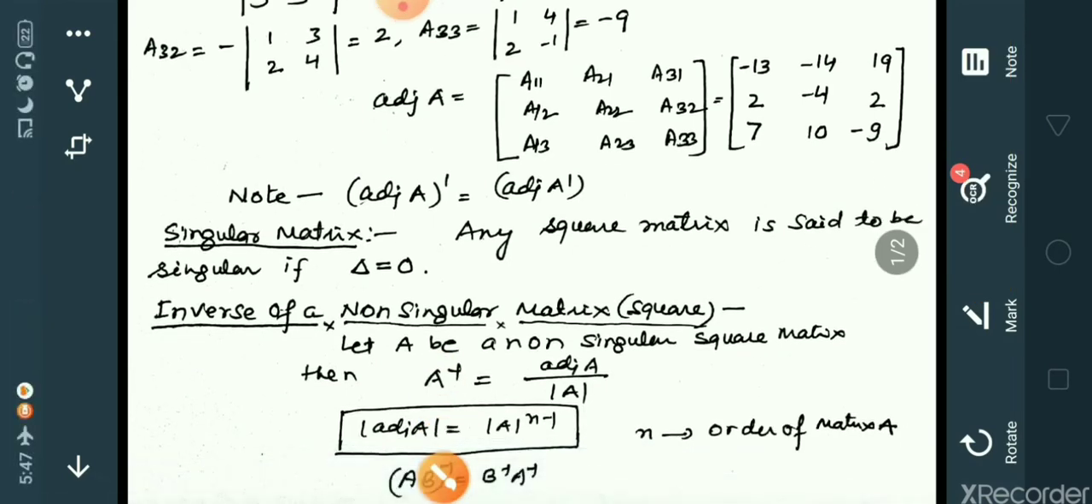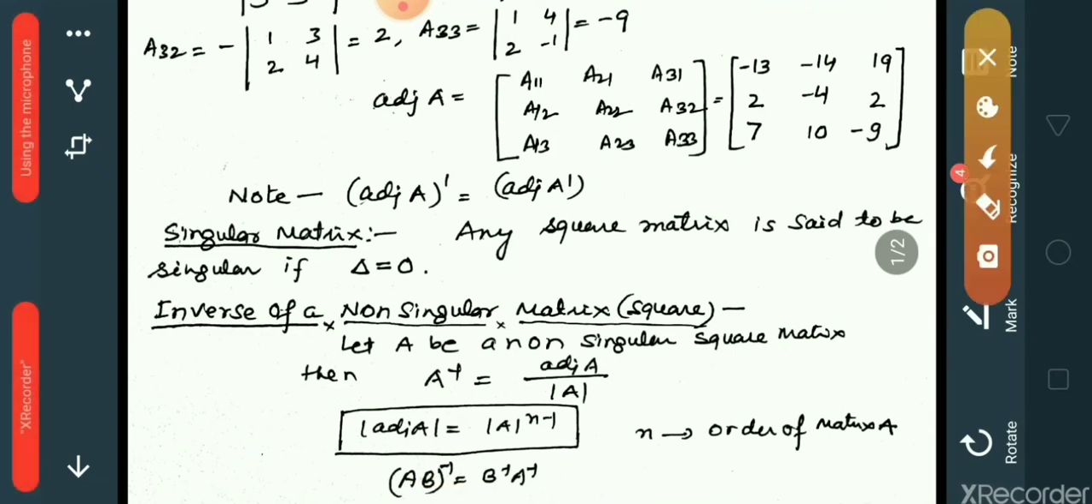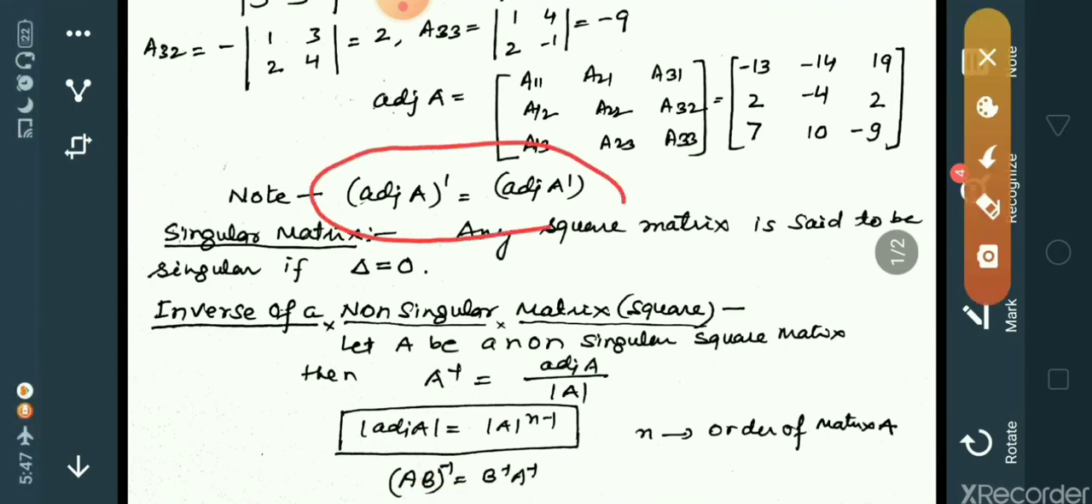Now there is a note you can see here. The transpose of the adjoint is equal to the adjoint of the transpose matrix. These two will be equal. There may be questions in which you have to find the adjoint of a matrix, and after that you are told to find the adjoint of the transpose matrix. Then no problem at all. Simply transpose the adjoint matrix found so far. You will get the adjoint of its transpose matrix.